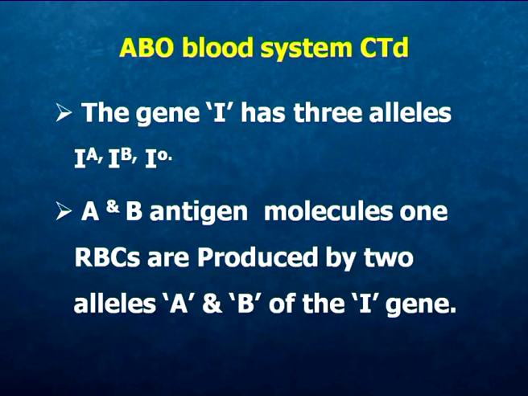Now, we go into the genetic aspect and the inheritance of blood groups. The gene I has 3 alleles: IA, IB and IO. Now, this gene is located on the first pair of homologous chromosomes.